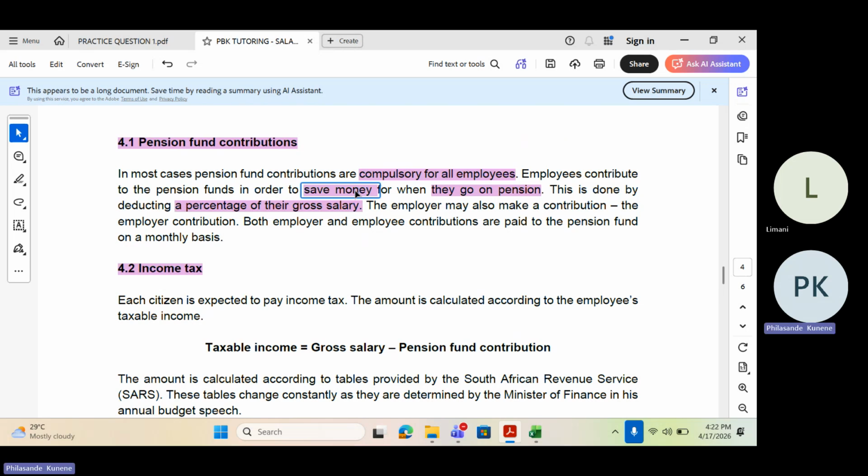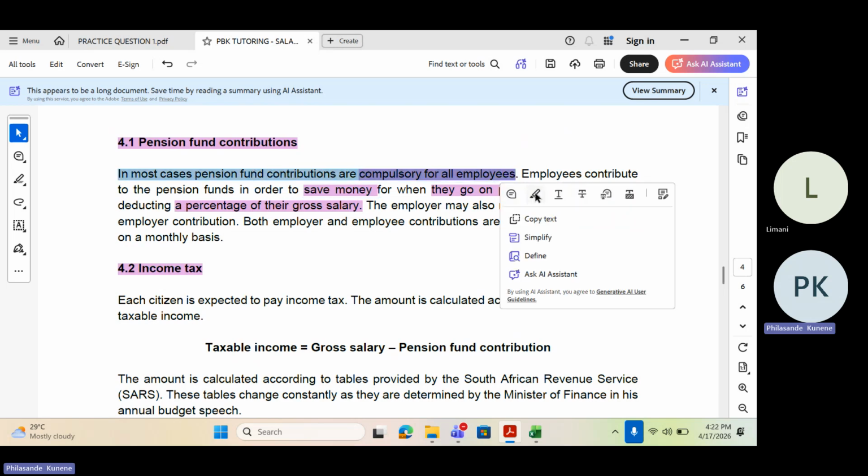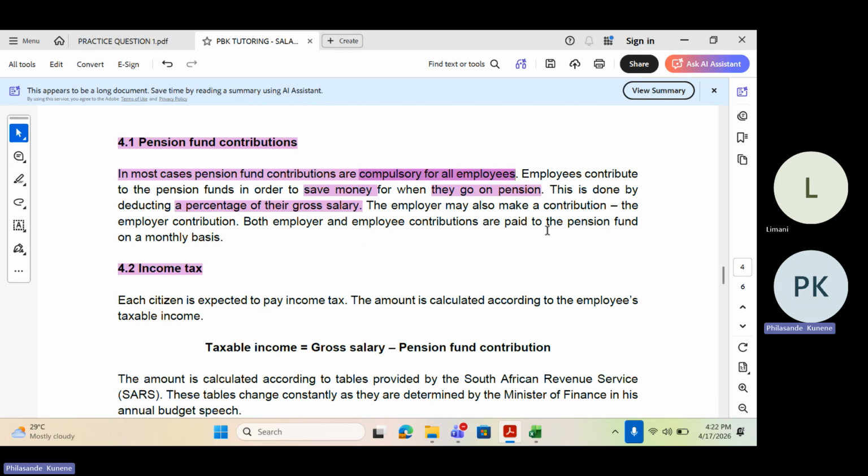This is the first one. Pension fund contribution is deducted from an employee's salary for future use. It's like a saving for when you go on pension. That is pension fund contribution. They're telling you that in most cases, pension fund contributions are compulsory for all employees, which means you cannot choose. You have no choice here. When you're signing a contract, it is compulsory that you contribute to a pension fund, okay?